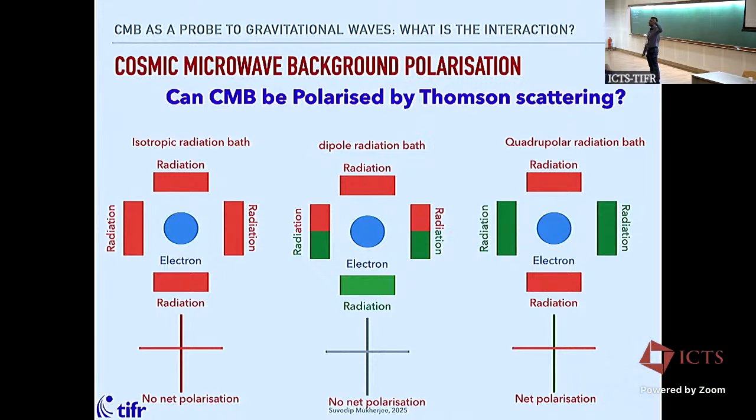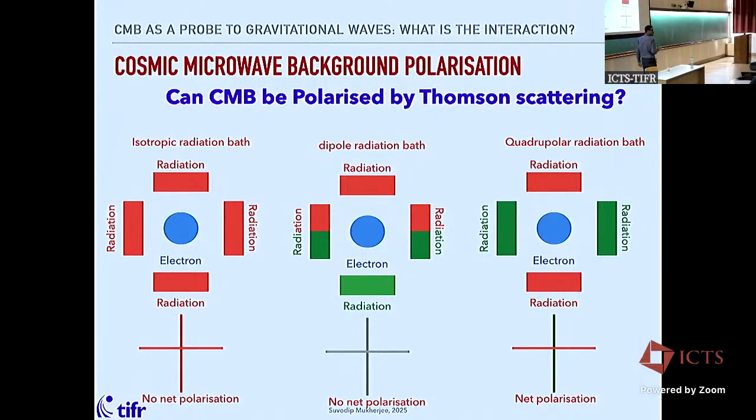Don't feel shy to tell no. All of you are with me on this? Excellent. So that means out of these three options, I have possibly convinced you that I would need a quadrupolar fluctuation at least to generate a net polarization in the cosmic microwave background.